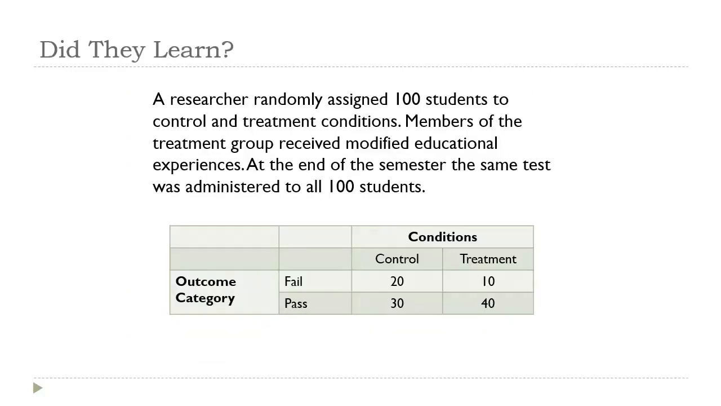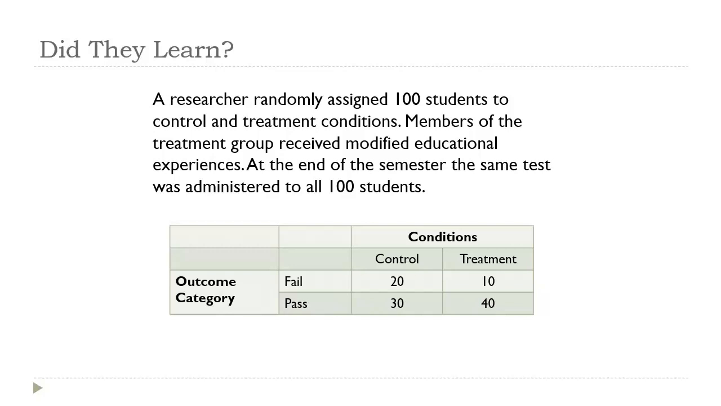Here's an example that we'll use to set the framework for learning about logistic regression. A researcher randomly assigned 100 students to control and treatment conditions. Members of the treatment group received modified educational experiences. In other words, they received an educational intervention that I'm not describing here.